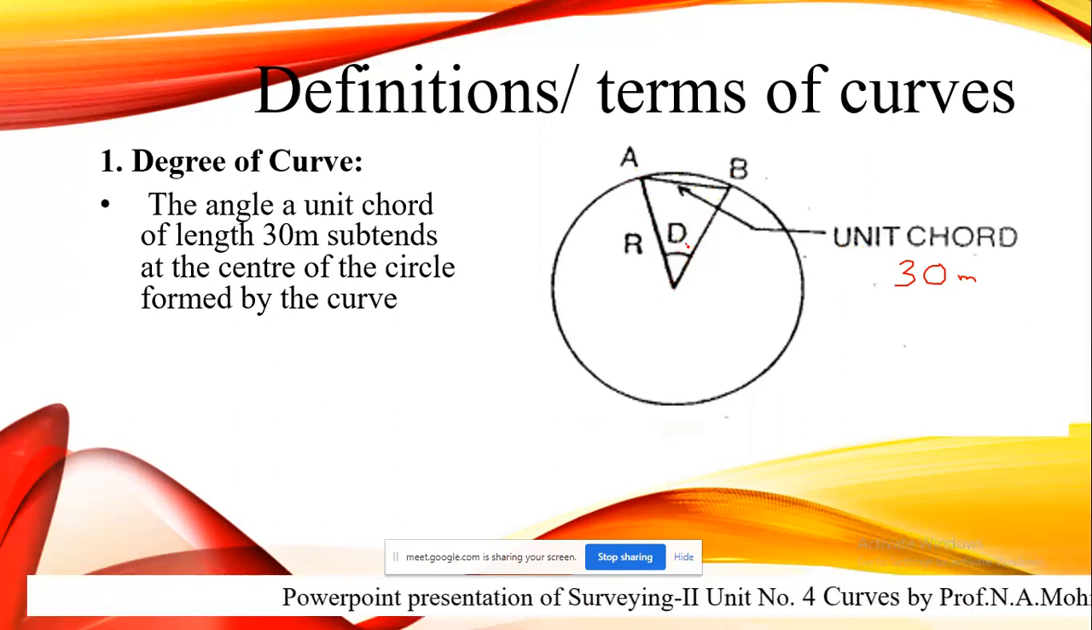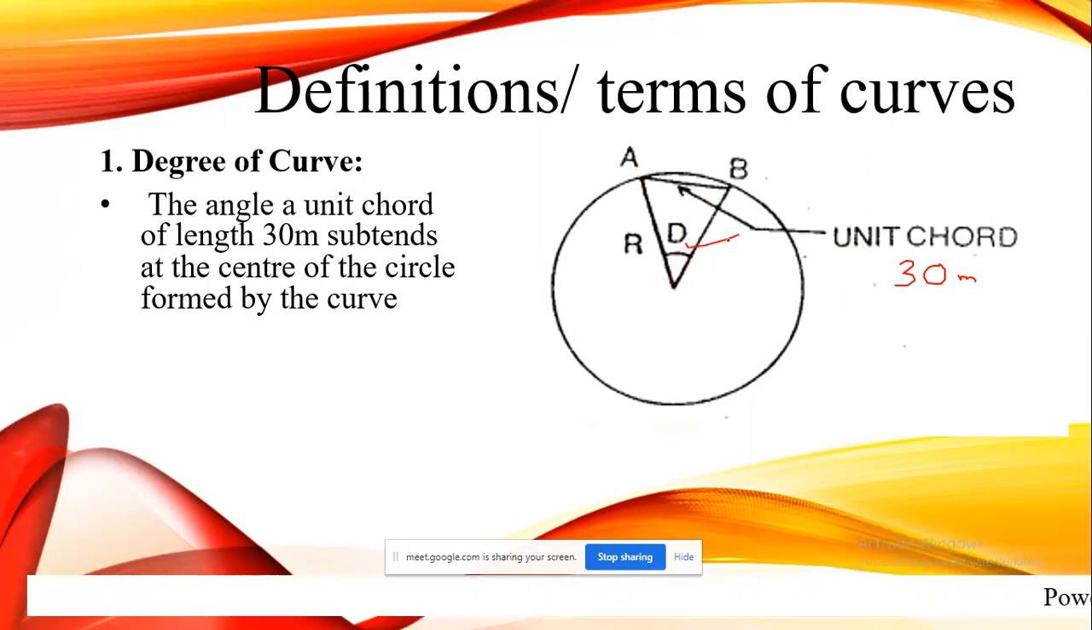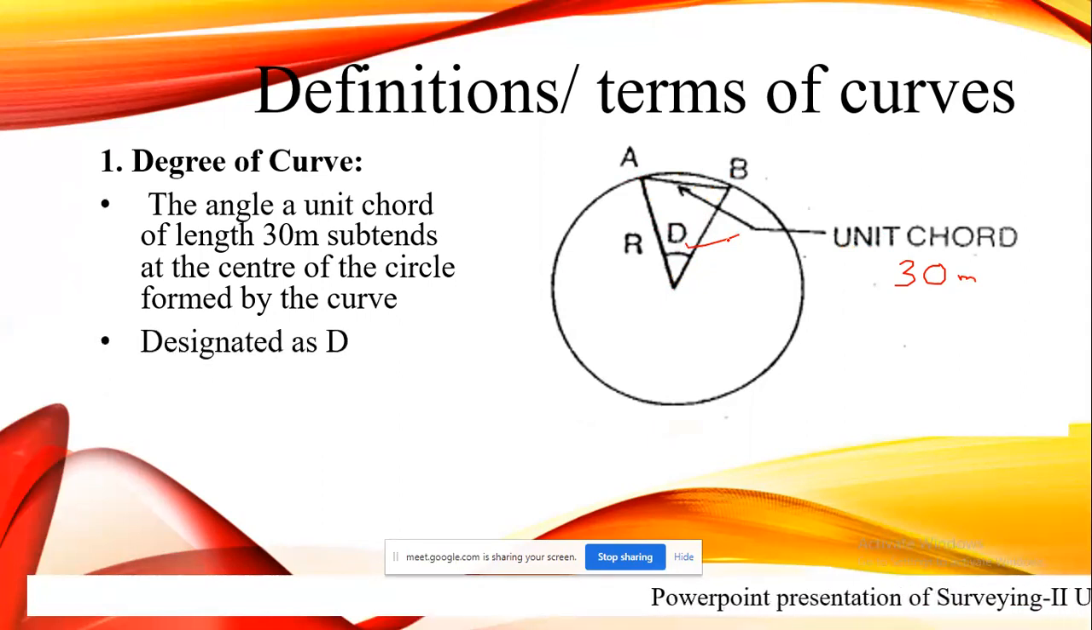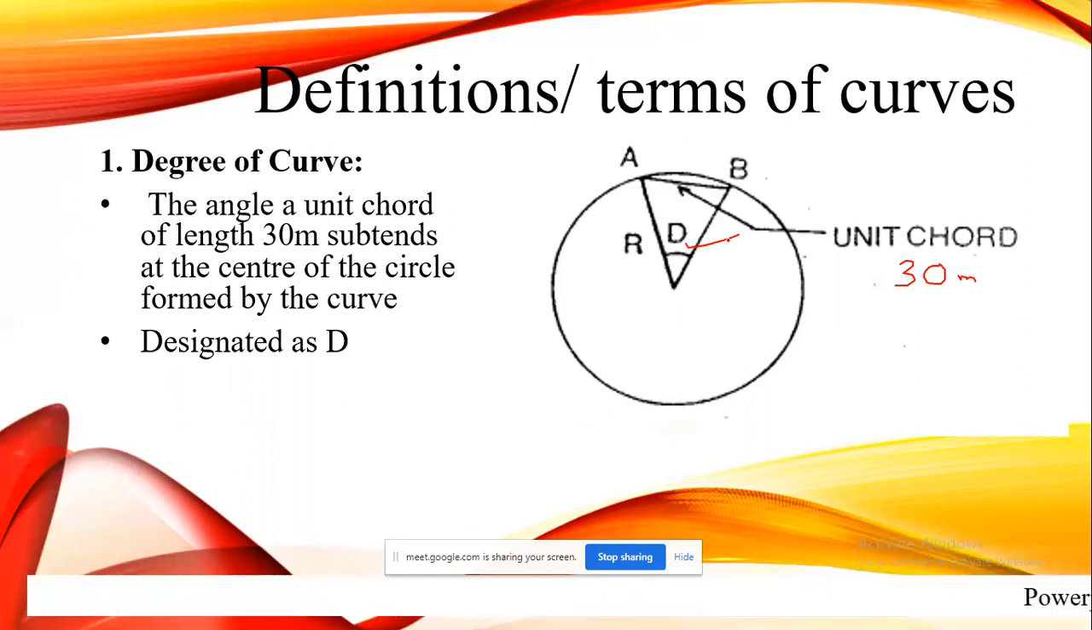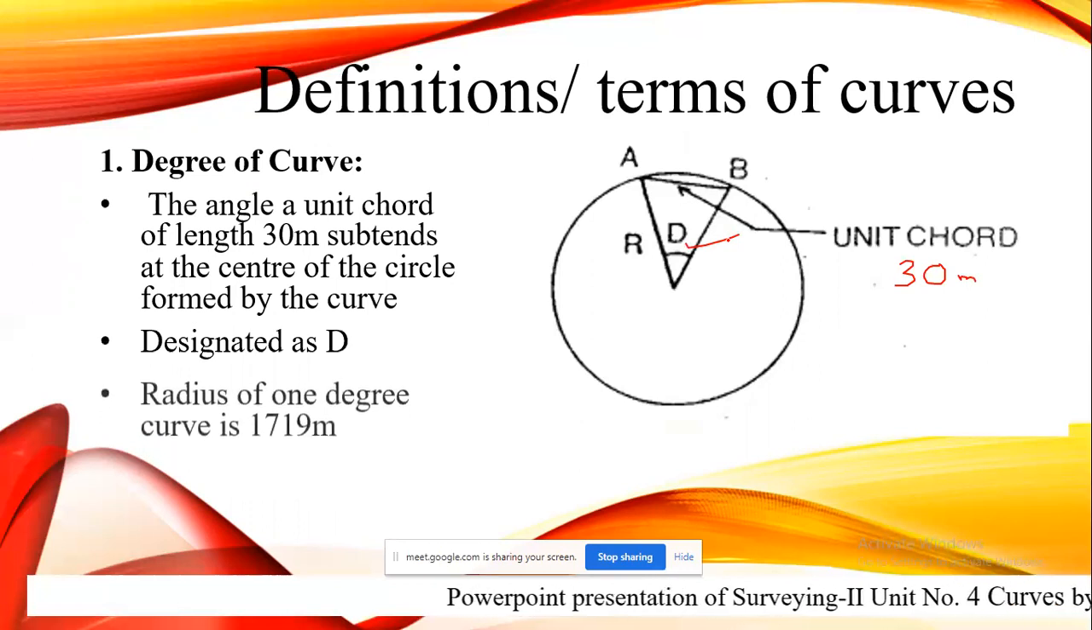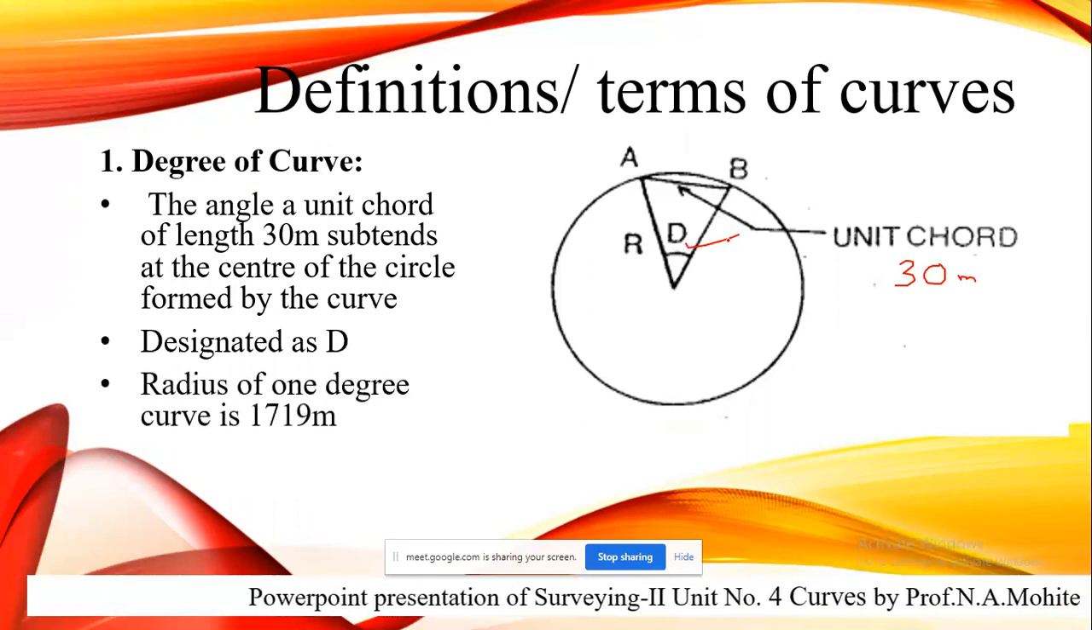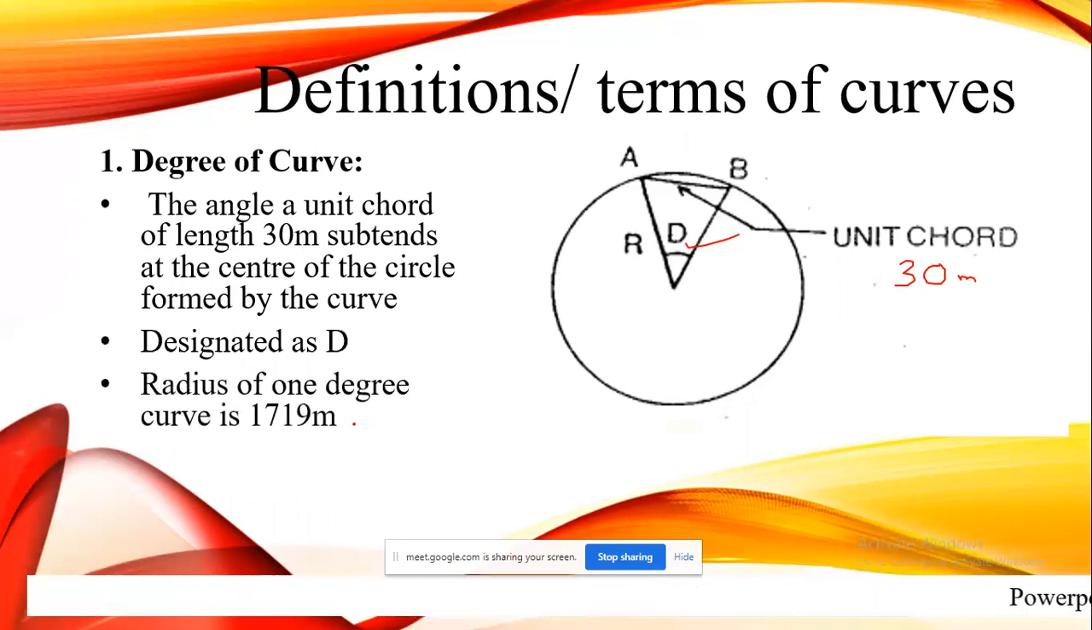It is designated by capital D. A curve may be designated either by the radius or by the degree of curve. The radius of a 1 degree curve is found out, after calculating, to be approximately 1719 meters.